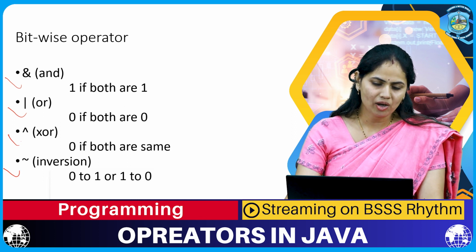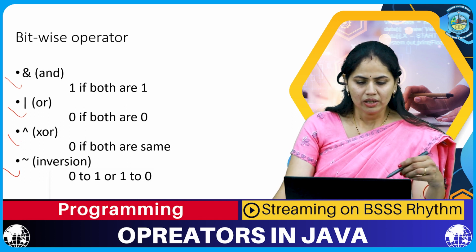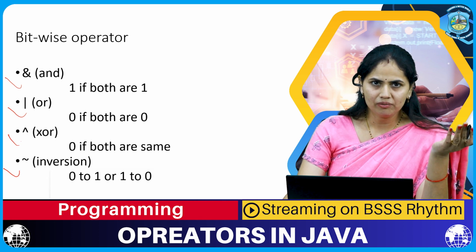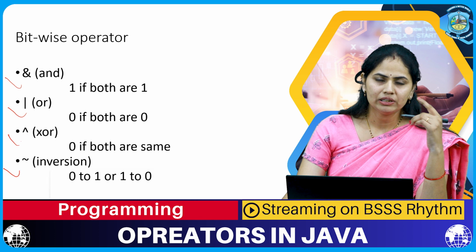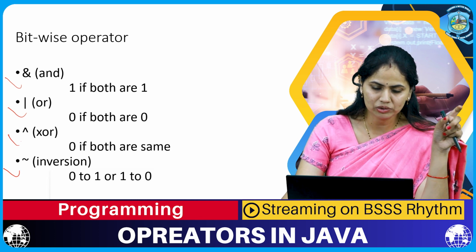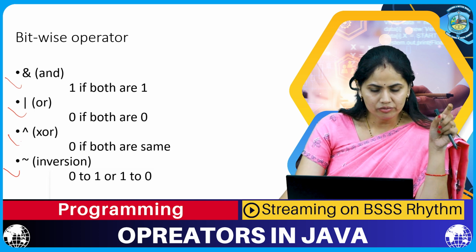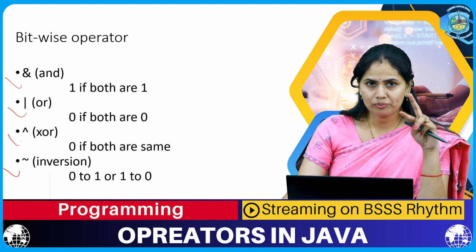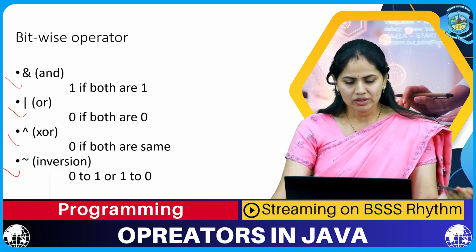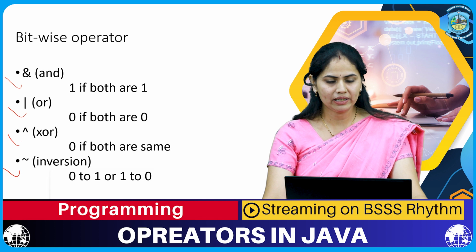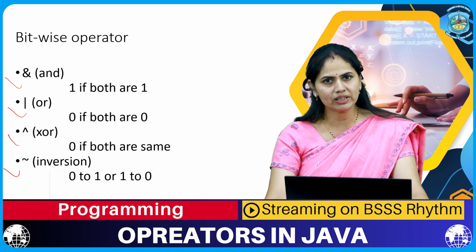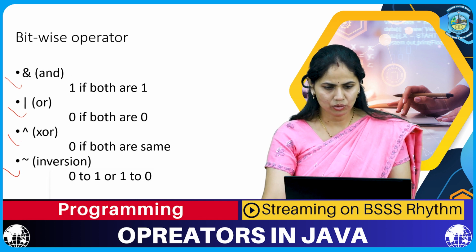Now, what does this bitwise operator show? AND gives 1 if both are 1. It means in a simple way, it will return 1 if both the values are true. It will give 0 if both are 0, that is, if both conditions are false, it gives you false. Exclusive OR gives 0 if both are the same, and inversion is just the opposite. If it is 0, it gives us 1, and if it is 1, it gives us 0.